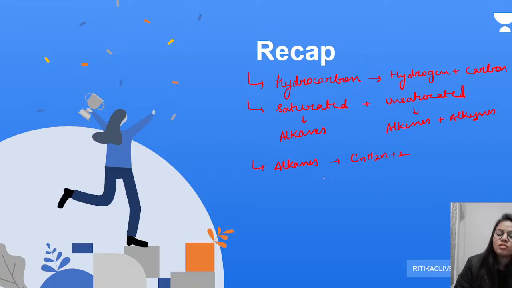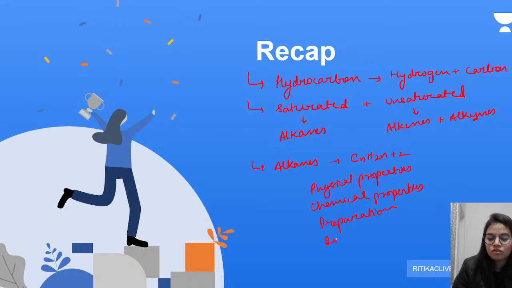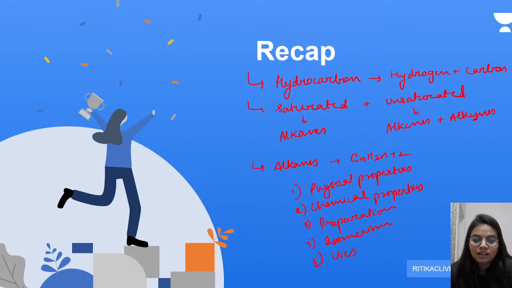Then we saw the physical properties. We saw the chemical properties. We saw methods of preparation. We saw isomerism. And we saw the uses. So these are the basic things that we have covered in our today's class. I hope that you might have understood every single thing.